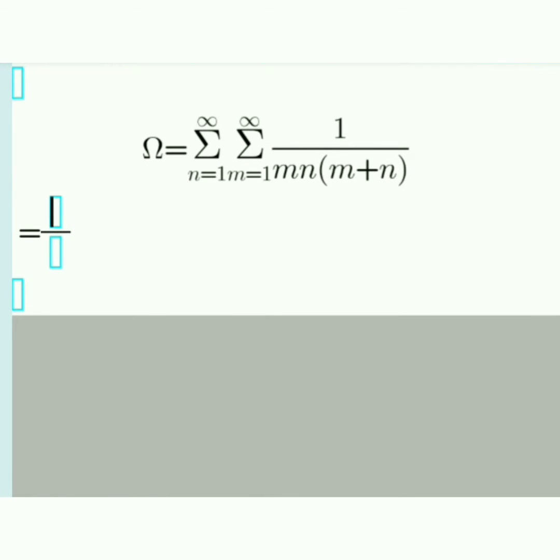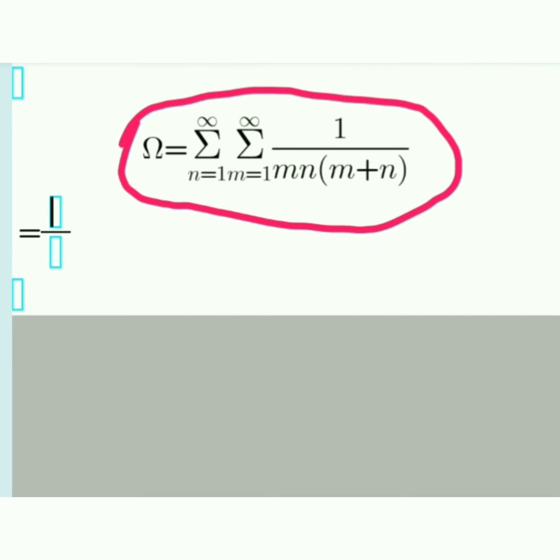Today I want to discuss a series problem. This kind of problem comes up in engineering courses. According to the question, we have the double summation, n equals 1 to infinity, m equals 1 to infinity, of 1 by mn into (m plus n). The question looks very tough. When we see these questions, you feel that this is very tough, but actually this is not tough. This is very simple, and it is based on the harmonic series.